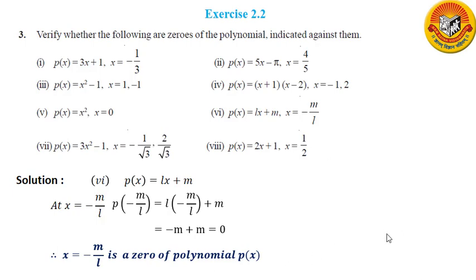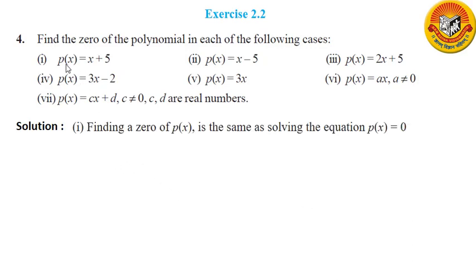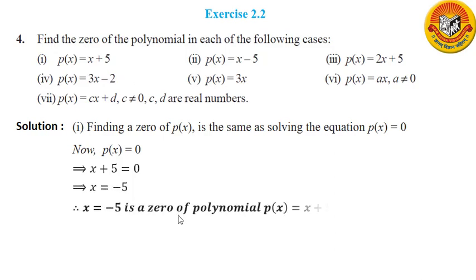Now let us move to the fourth problem. Find the 0 of the polynomial in each of the following cases. The first problem is p(x) equal to x plus 5. Now finding a 0 of p(x) is the same as solving p(x) equal to 0, right? So here I will consider p(x) equal to 0, that is x plus 5 equal to 0, and this gives me value of x as minus 5. So I will say that x is equal to minus 5 is a 0 of the polynomial p(x) equal to x plus 5.